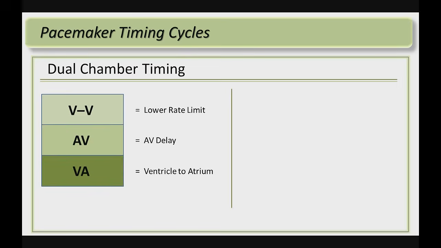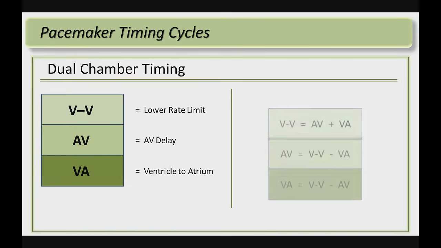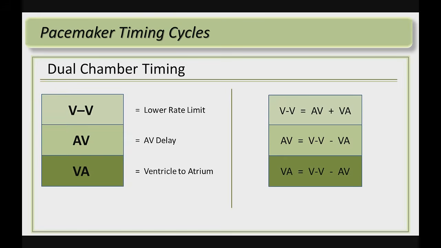When you're programming a pacemaker, you'll enter a lower rate limit and an AV delay, but what you won't enter is VA time. The pacemaker will use the lower rate limit and the AV delay to automatically calculate the VA time, but you may have to calculate it manually when you're troubleshooting the pacemaker at times. Since these three timers make up one complete cycle, we can use any two of them to figure out the third. The V to V time equals your AV delay plus your VA, the AV equals your V to V timer minus your VA, and your VA equals your V to V minus your AV.